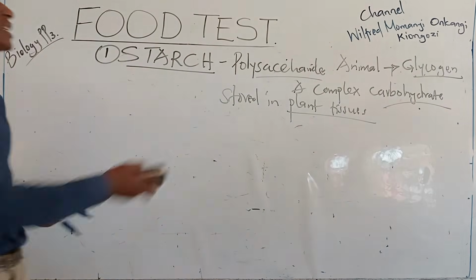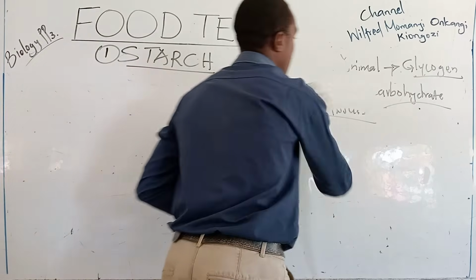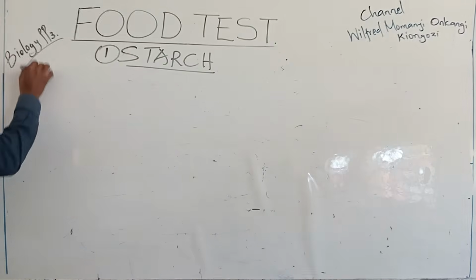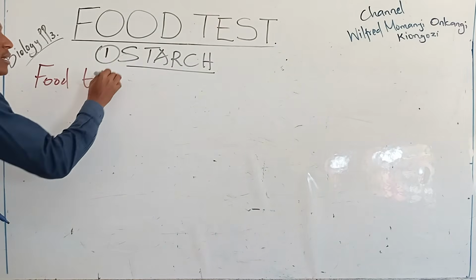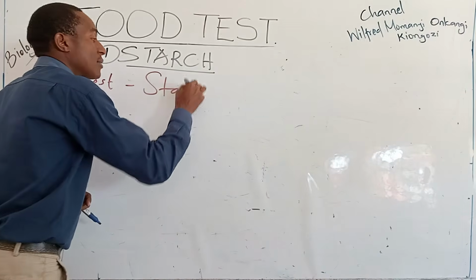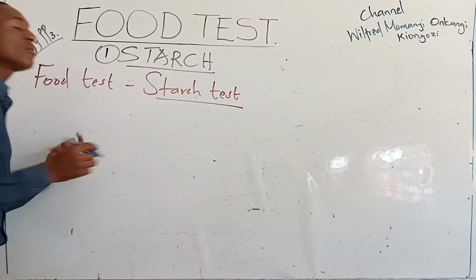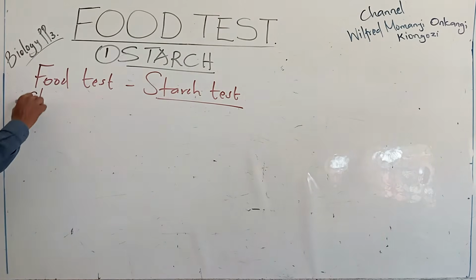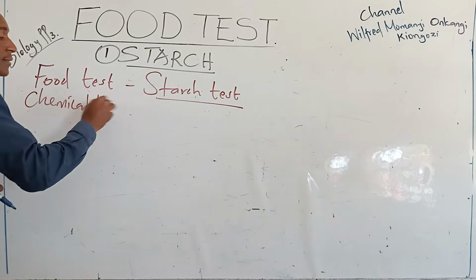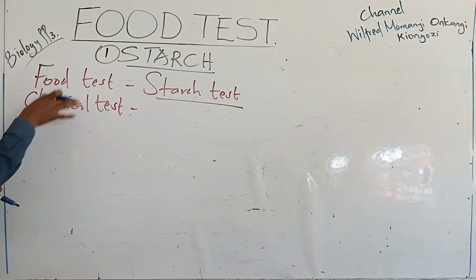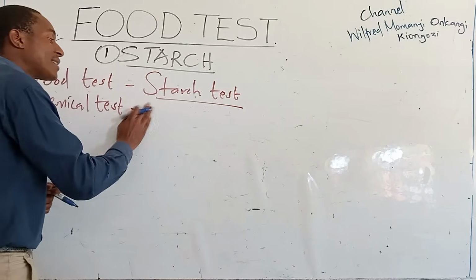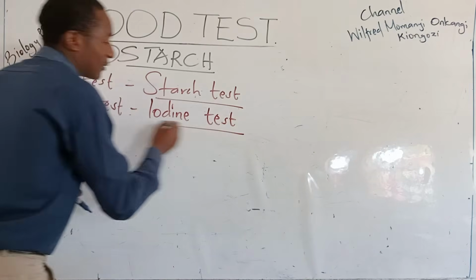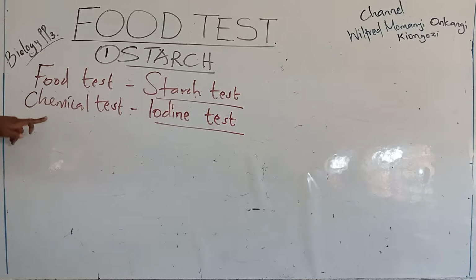Chemical that we use in testing for starch. So starch is a food substance. So the food test here is called starch test. When you are asked about the food test, look at that table properly. You will be saying starch test. We also have chemical tests. If you are asked to state the chemical test, there is a difference. You say the chemical reagent, that is iodine tests. This is how you cite the difference between food and chemical tests.